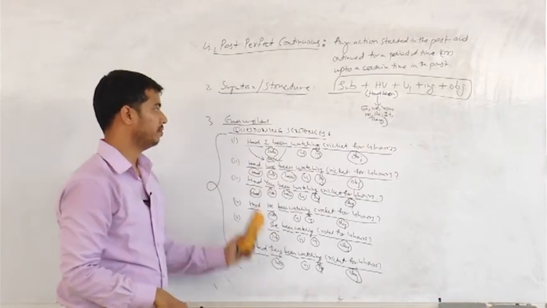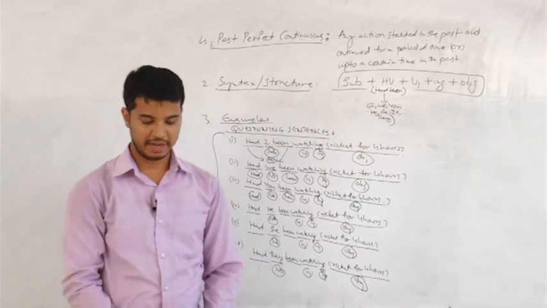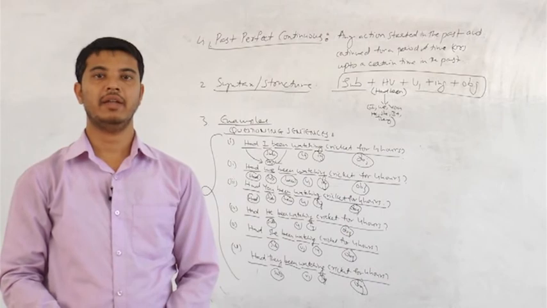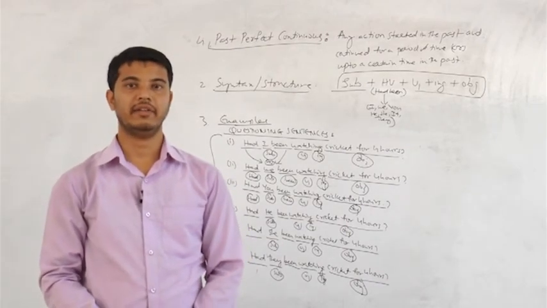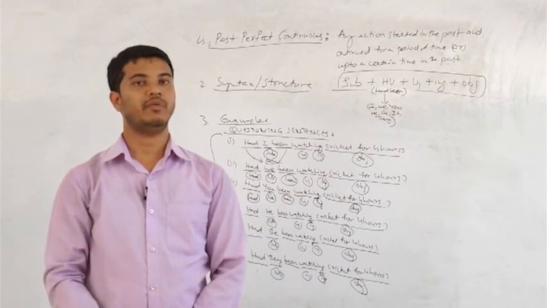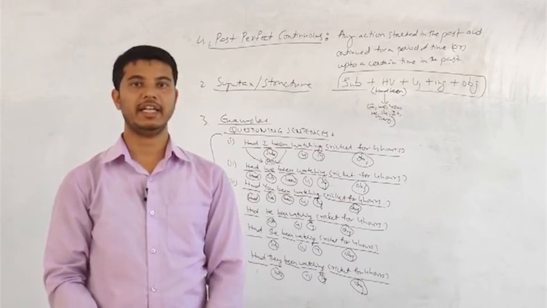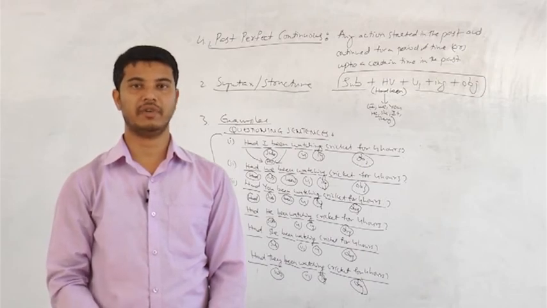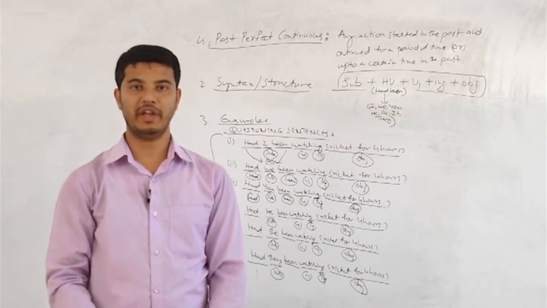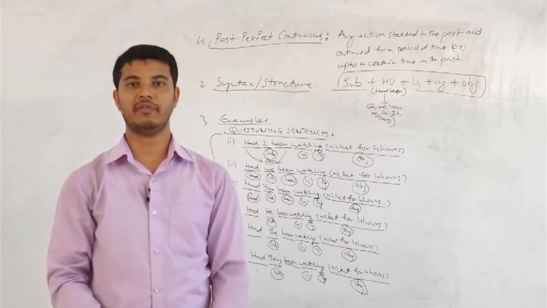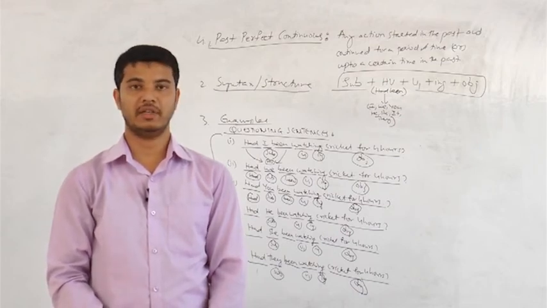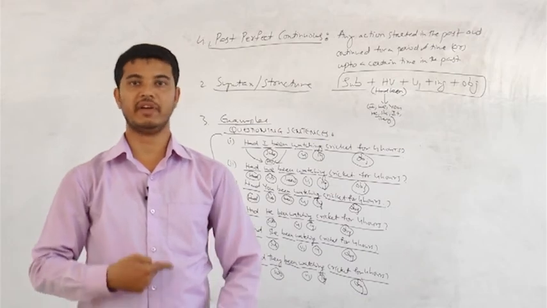Now let us have a fast review or recap for all the past perfect continuous sentences one by one. Now let us go with I. The first positive sentence with I: I had been watching cricket for 4 hours. Negative: I had not been watching cricket for 4 hours. Question: Had I been watching cricket for 4 hours? Now let us go with the personal pronoun we. We had been watching cricket for 4 hours. Negative: We had not been watching cricket for 4 hours. Question: Had we been watching cricket for 4 hours?